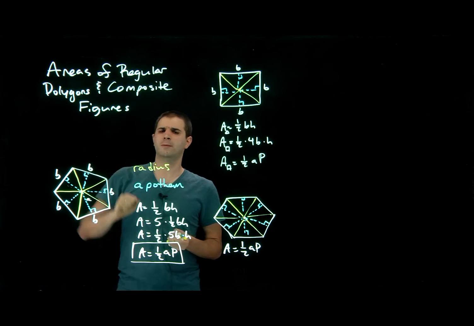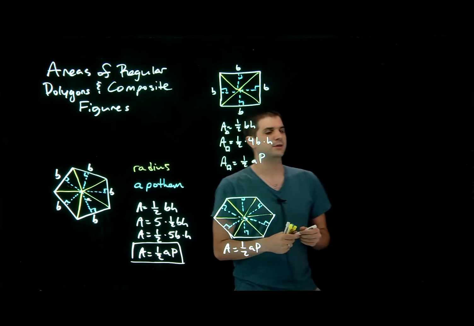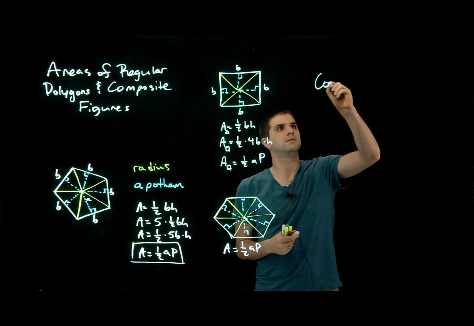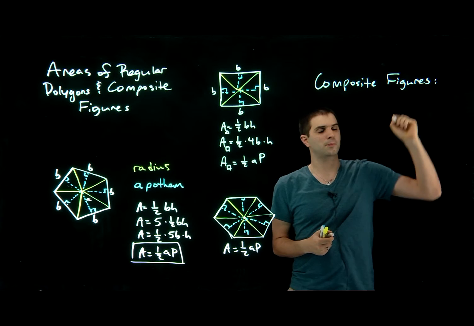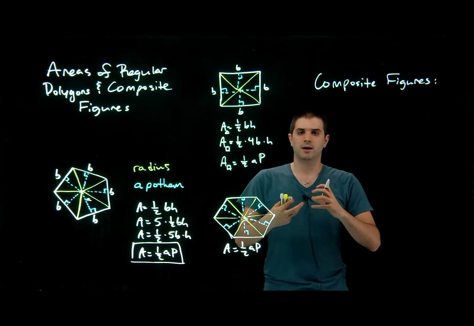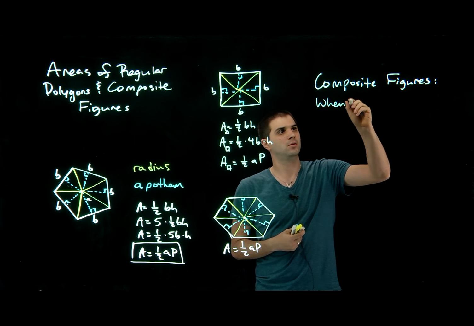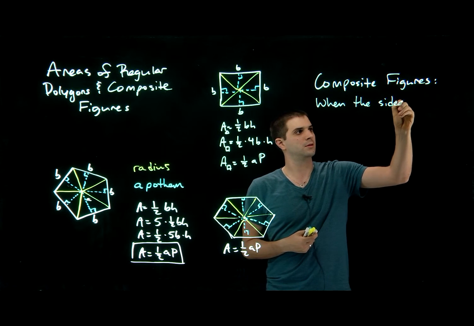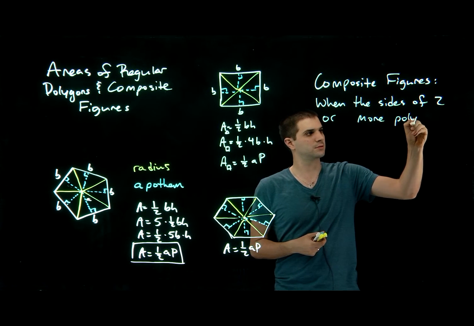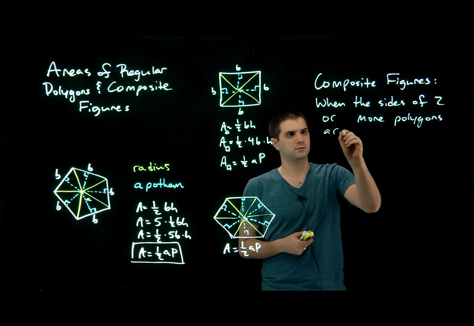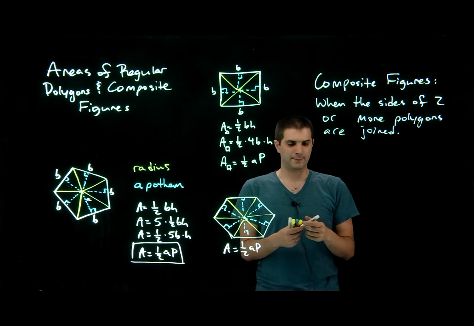Now, I want to talk about what composite figures are. Composite figures are quite simple, really. Composite figures are basically when you combine the sides of 2 or more polygons. So when the sides of 2 or more polygons are joined or are put together.